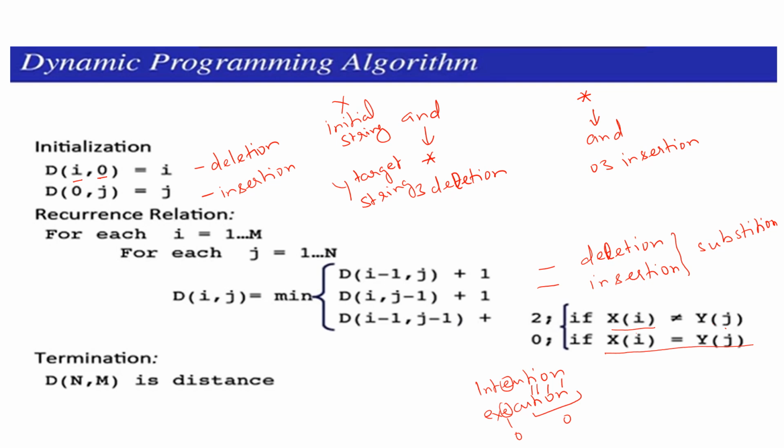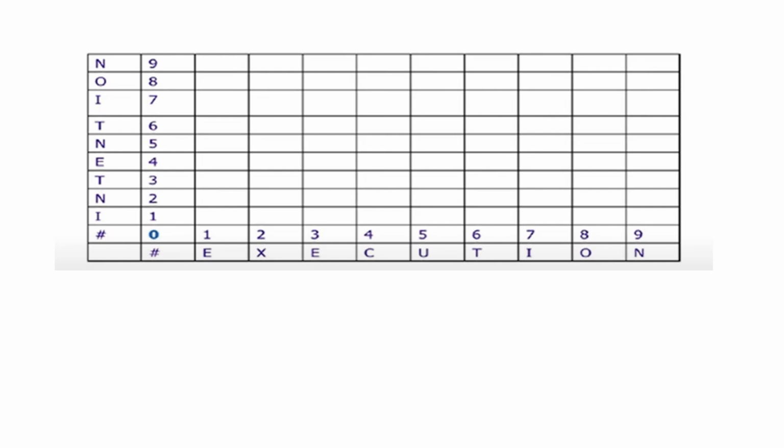And the terminating condition is whatever I'll get at the extreme end of my matrix, whatever is available at the nth and mth place of my matrix, that will be my final edit distance. So how to calculate this edit distance? For calculation of this edit distance, we need to make a matrix. And this one is my base case: if my first string is empty or if my second string is empty.